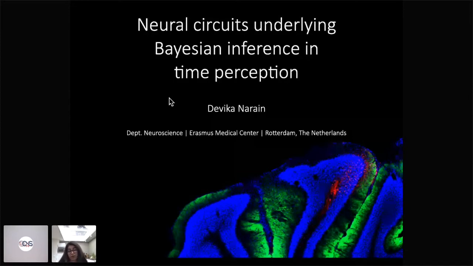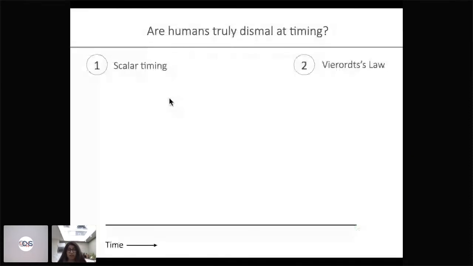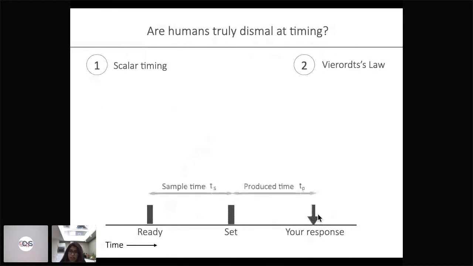And in fact, if you look at psychology experiments in timing, we might really be led to believe that humans are particularly bad at timing. If you don't believe me, let's consider a very standard time interval paradigm where I present two consecutive stimuli, ready and set. They're flashes of light. Your job is to measure the interval that elapsed between these two stimuli and make a response. As the experimenter, I know the time that elapsed, and I'm going to call that the sample time. Hopefully from your response, I would be able to get some insight into what you perceive this time to be.